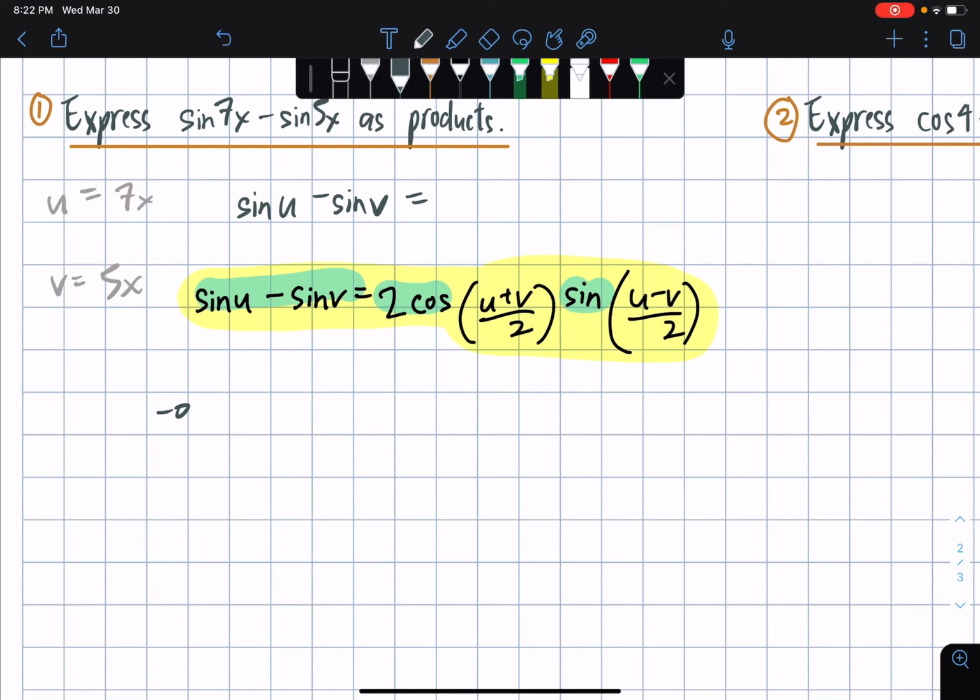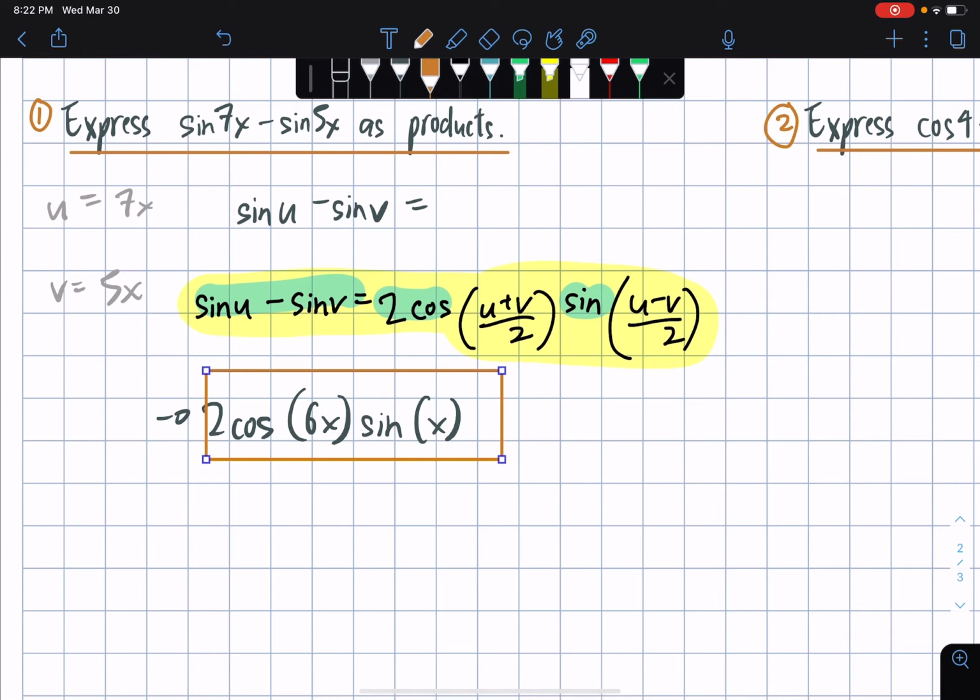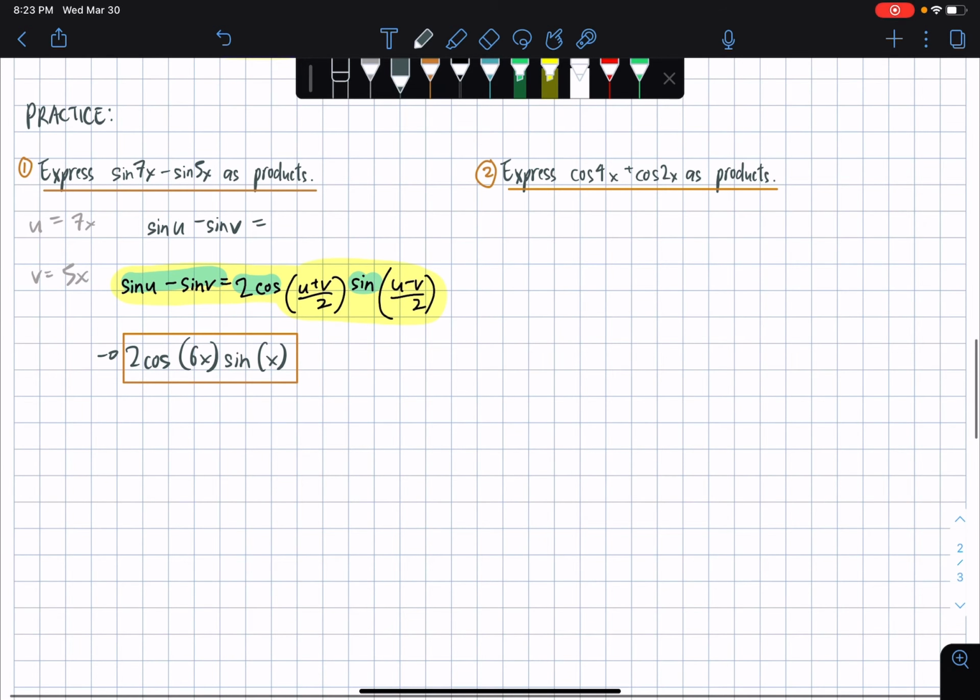Let's substitute the values now. 2 cos times the quantity u plus v, which is basically 12x, over 2, which is in other words 6x. Then times sine u minus v, which is 7x minus 5x, which is 2x divided by 2. X is the outcome, the product. And yeah, I think this is the final answer already. There's nothing else to simplify. And we can't translate this in decimal form since we do not know what our x is.